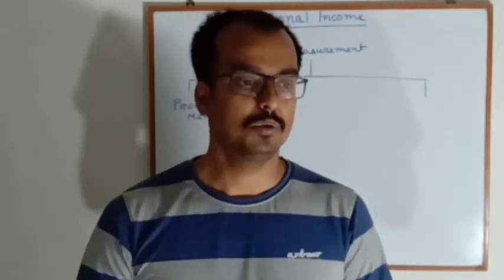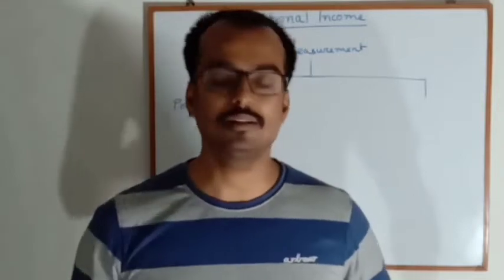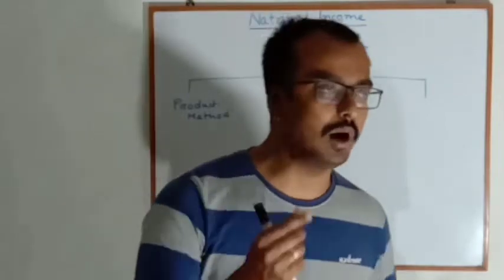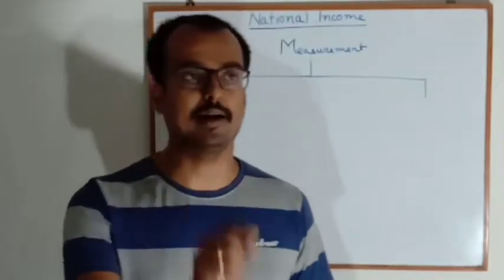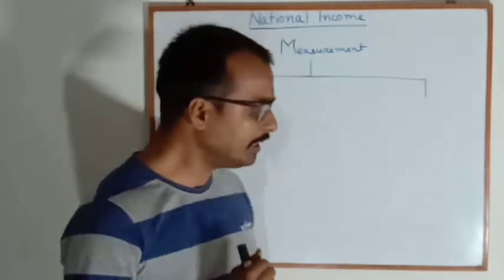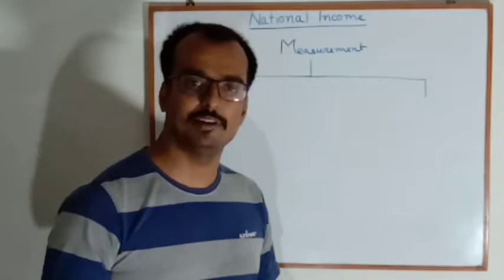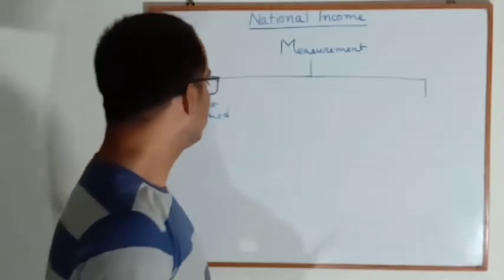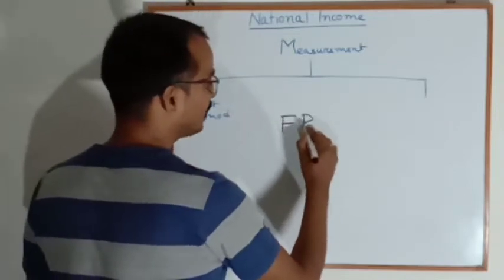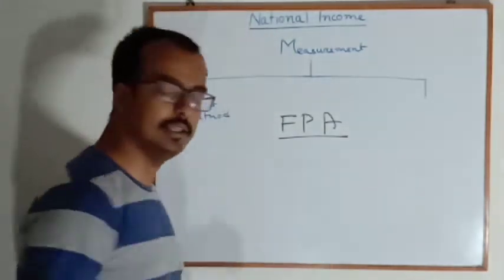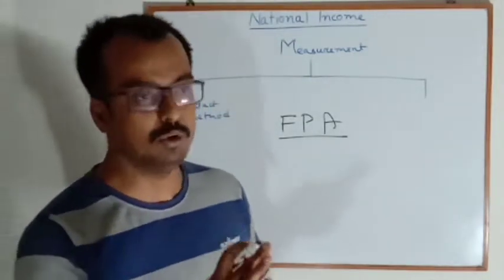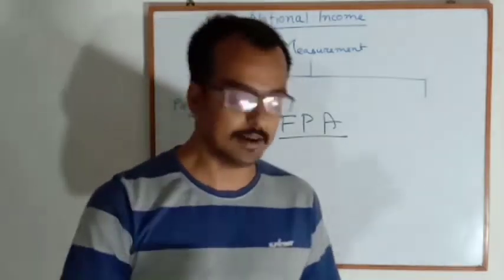So how do we get it? We take what the country is producing, and we are taking only the final product. We are taking the final product, and accordingly we add their market values, and we get national income. So this is the final product approach. In this approach, what happens? We take the final value of the final goods and services and add them together.